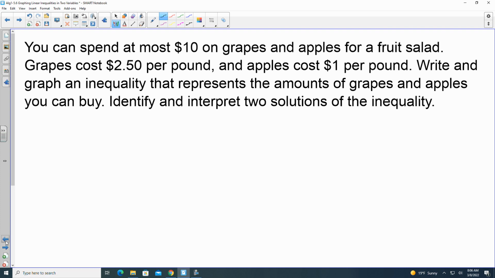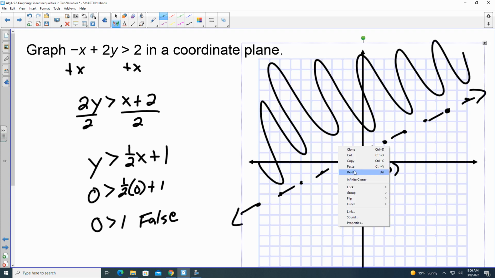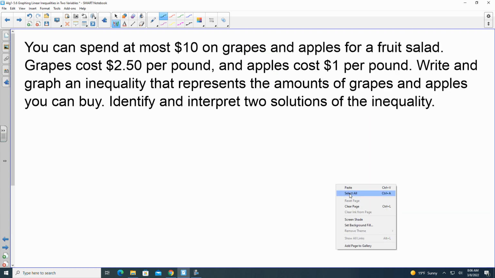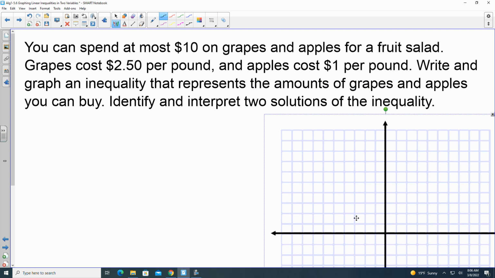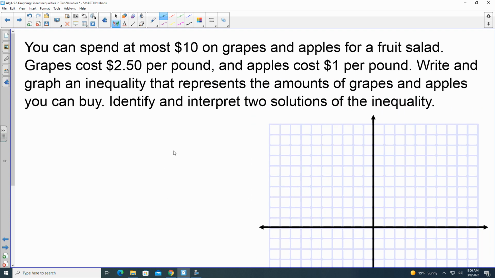So I'm just gonna steal this graph here. All right, so I have this graph. All right, here it says I can spend at most $10. So I could spend $9, but I couldn't spend $11. So at most. So when I look at 10 and it says at most, it's going to be the less than or equal to type of situation.